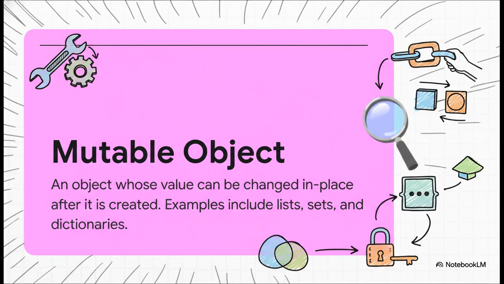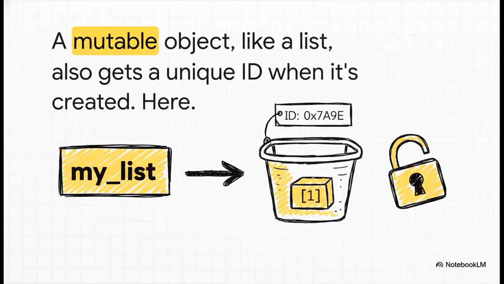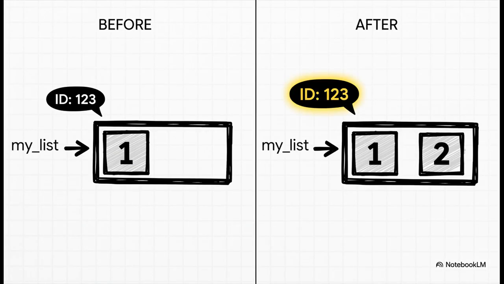All right, so on the other side of that great divide, we have mutable objects. And you can probably guess what that means. These can be changed. You can modify them directly, right where they are in memory, without creating a new object. Let's run the same experiment with a list, which is a classic mutable type. Here we've got a simple list with the number 1 inside. And just like before, it has its own unique ID, its own spot in memory. But now, for the big reveal, let's add the number 2 to our list.